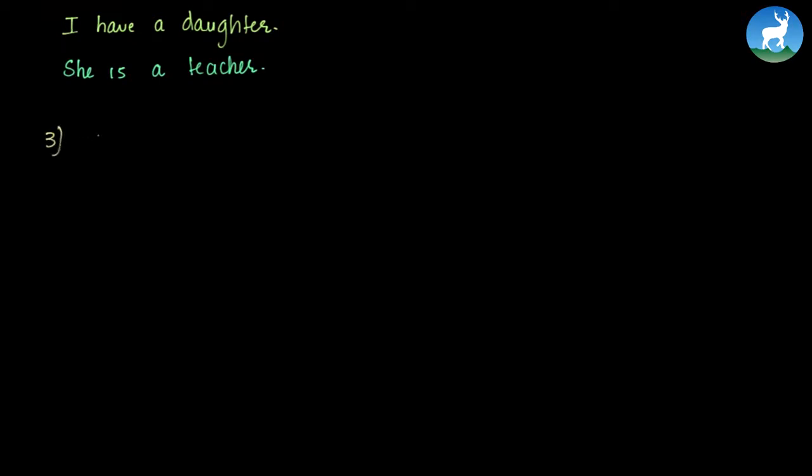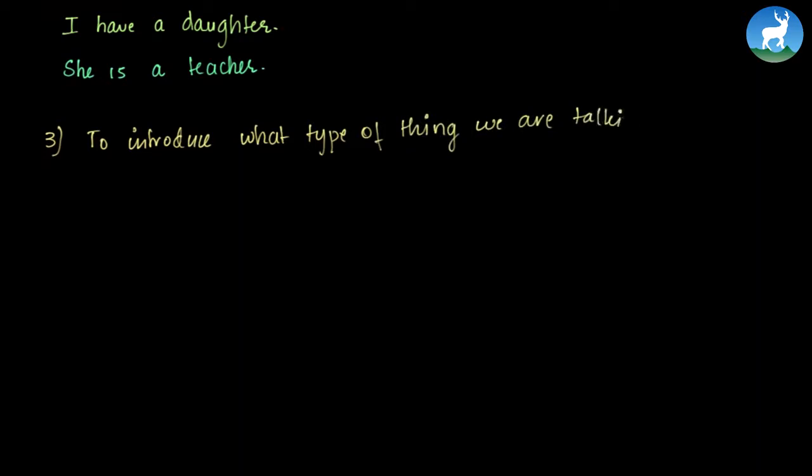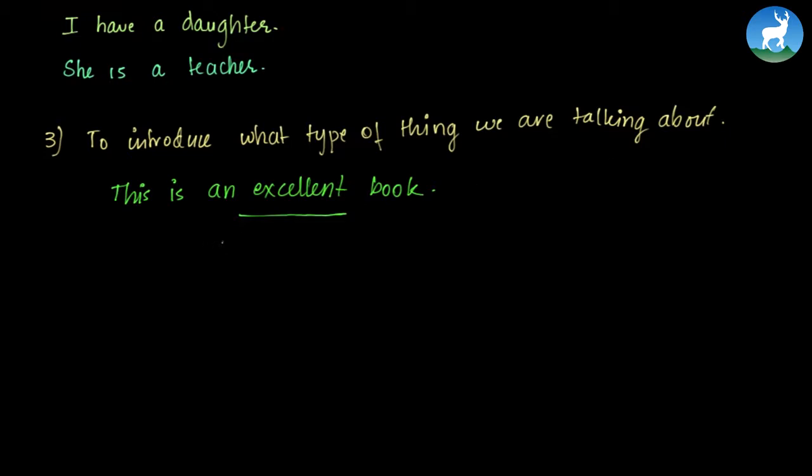We also use a and an to introduce what type of thing we are talking about. For example, this is an excellent book. We are talking about the type of book, which is excellent. So we say this is an excellent book. I live in a big house. What kind of house? A big house.